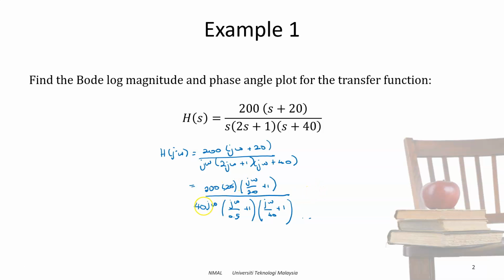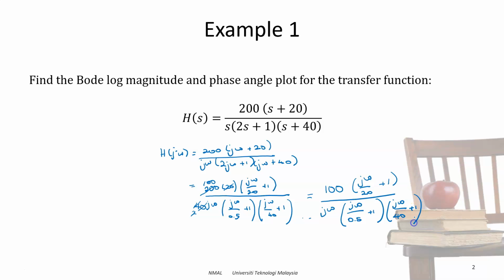This one you can cross, so this one will become 100 (j omega divided by 20 plus 1) divided by j omega (j omega divided by 0.5 plus 1, another pole here) (j omega divided by 40 plus 1). So if we see here, we can identify pole and also zero from here. Okay, and also constant. This will be constant.